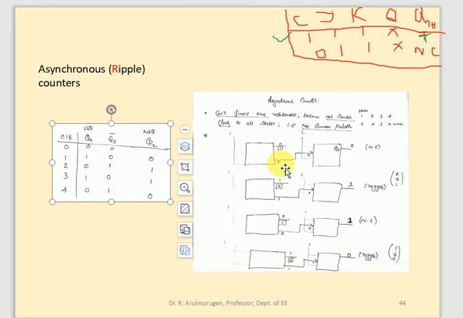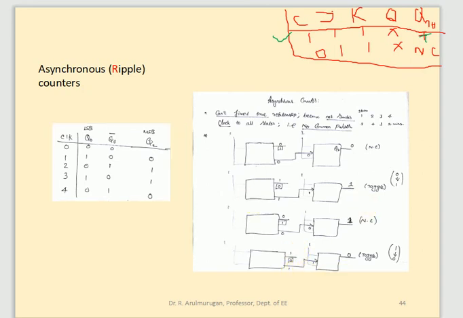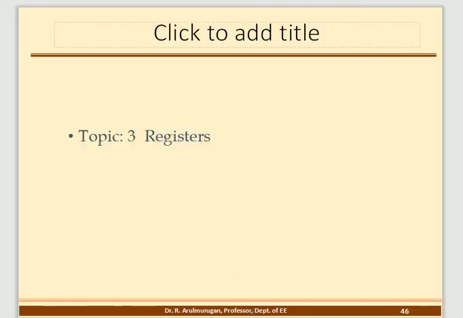Then what is a Q not bar? Just the opposite. 1 means 0, 0 means 1. That's all. Very simple, you will memorize it and then write about the asynchronous ripple counter. The next one we are going to move to is the register.